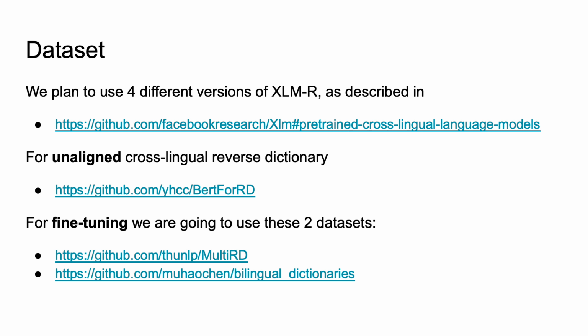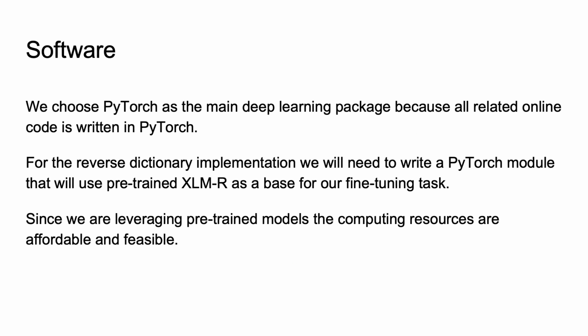We want to use data that has been released by the researchers, and we want to start from pre-trained XLM-R models. And then for fine-tuning, we want to use datasets that have been used to achieve the current state of the art, for the sake of comparison. The main piece of software we will have to write is a PyTorch module that takes a pre-trained XLM-R model and fine-tunes it for our task. Since we're using a pre-trained model, the computer resources won't be as high.